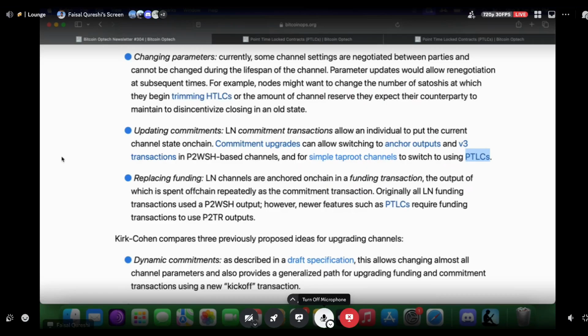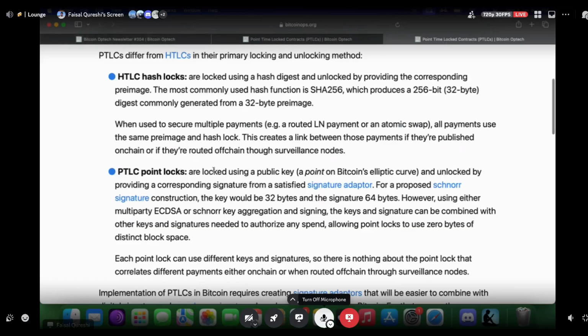Thanks. Just one question, Fazal. You mentioned curve trees, and what does PTLC stand for? Like, it's again point time lock contract. Point time lock contracts. Okay, perfect. All right.